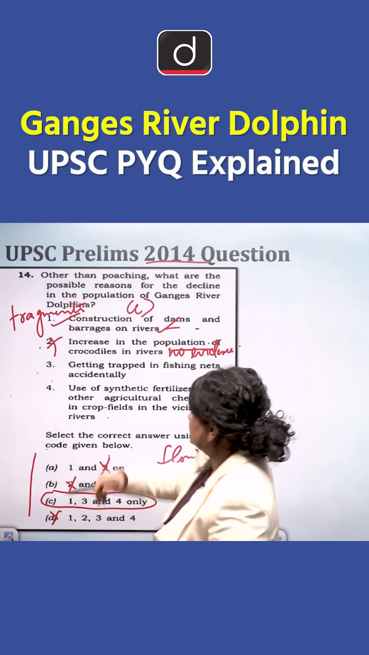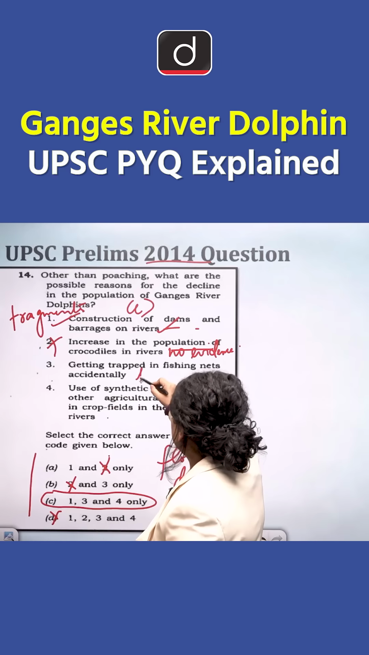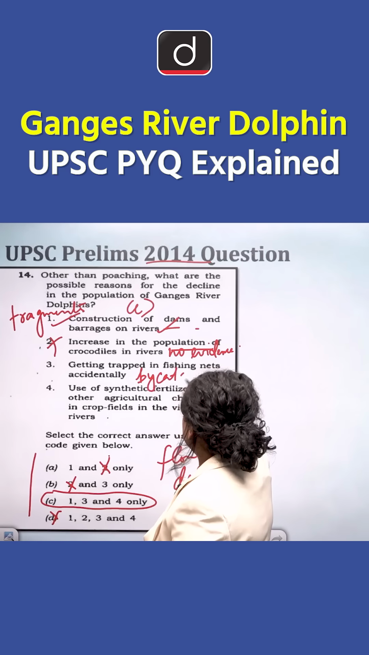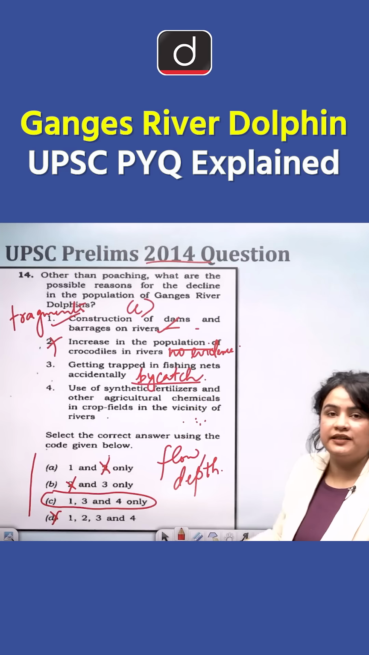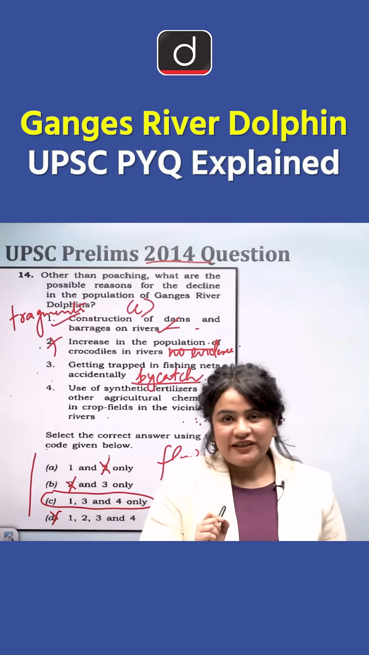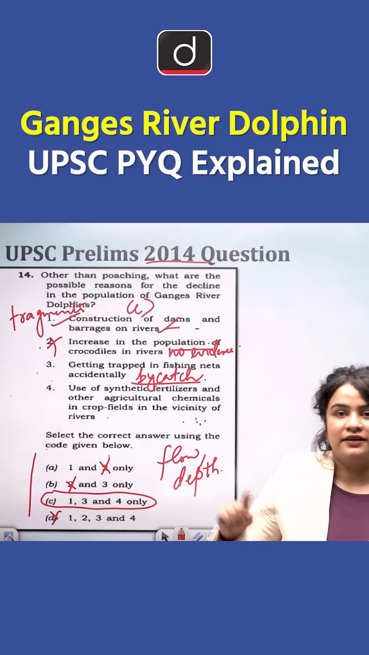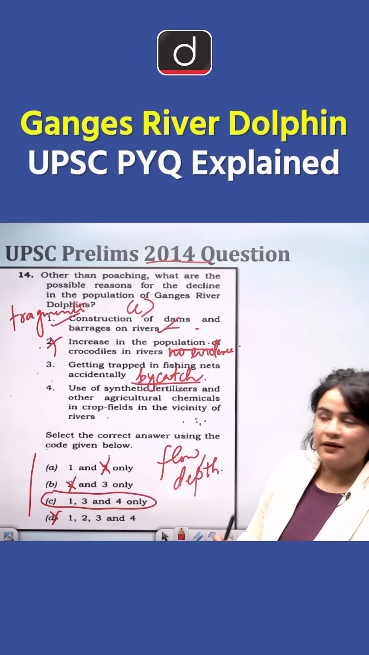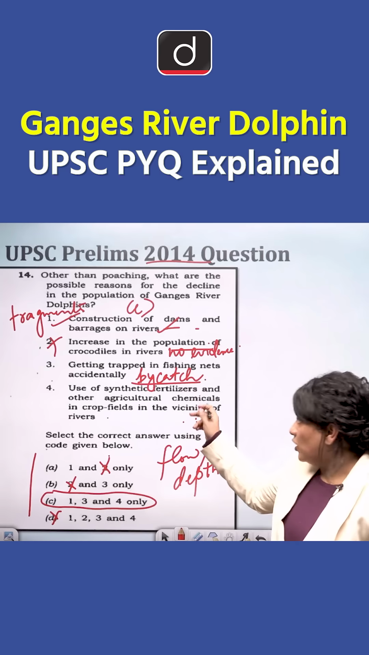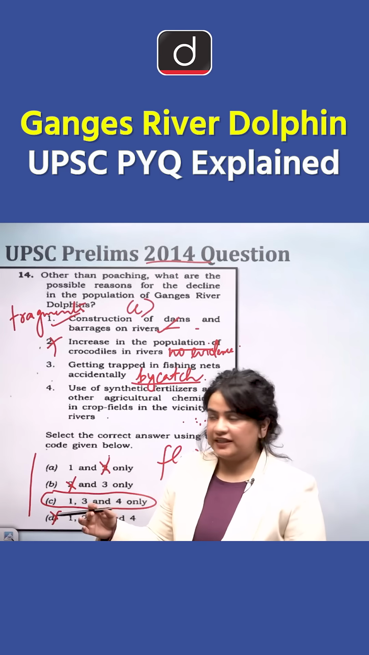Statement 3rd says getting trapped in fishing nets accidentally. This is again a serious challenge to the population of these dolphins, and this happens because more often than not they happen to be the bycatch, which means they are not the intended targets. Nonetheless, they end up being the bycatch. They end up being caught in or trapped in the fishing nets.